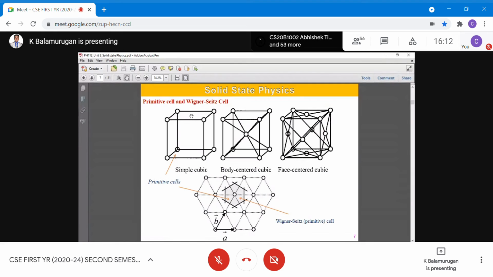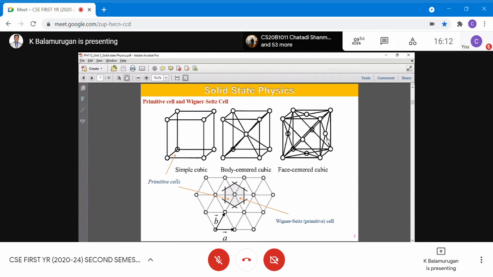So 1 by 2 times 6 faces is the total contribution of lattice points to this face-centered cubic system due to the atoms in the face centers. 1 by 2 times 6 is 3, plus the 8 lattice points at the corners contributing 1 by 8 times 8, that is 1 lattice point or atom. So in total there are 4 lattice points or 4 atoms, so it's called face-centered cubic.